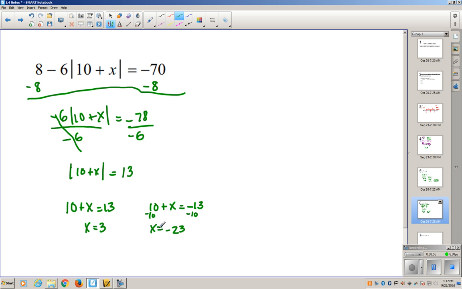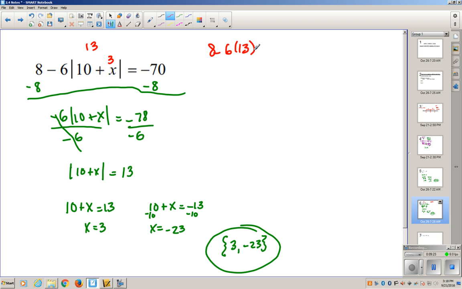And let's go ahead and check our solution. So we're saying our solution set is 3 and negative 23. Let's go ahead and check these. So I'm going to plug in 3 here. 10 plus 3 is going to be 13. The absolute value of 13 is 13. So if I do 8 minus 6 times 13, plugging this into my calculator, that gives me negative 70. So that one worked. That's true, because I have my negative 70 there.